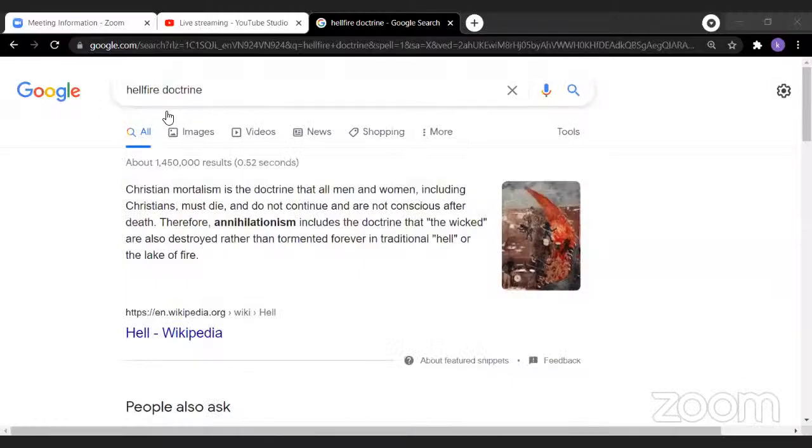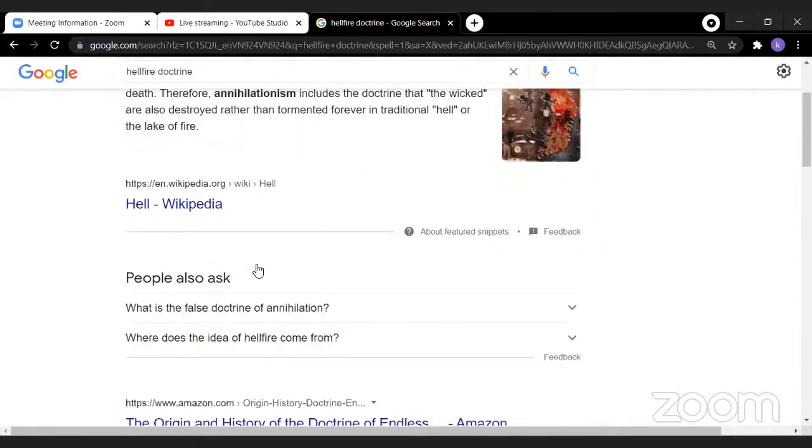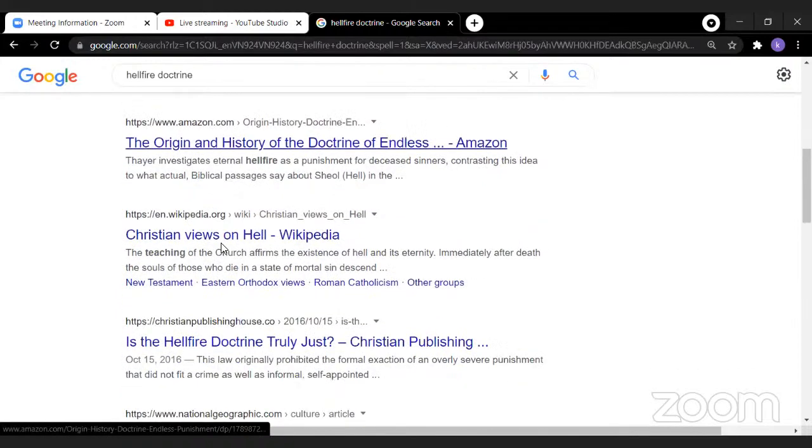Okay, so here's the hellfire doctrine. Christian mortalism is the doctrine that all men and women, including Christians, must die and do not continue and are not conscious after death. So we see this is not true, right? Annihilationism includes the doctrine that the wicked are also destroyed rather than tormented forever in traditional hell or lake of fire. So let's see the origin, Christian view on hell.